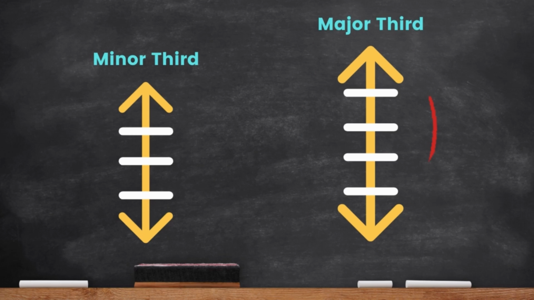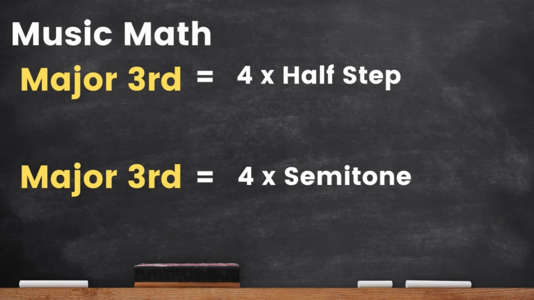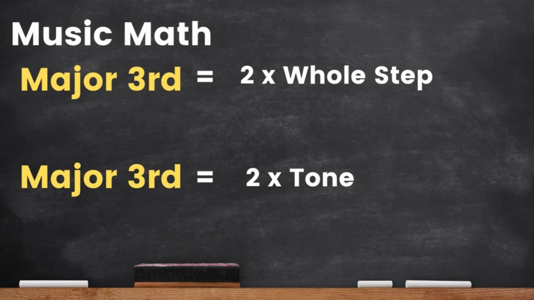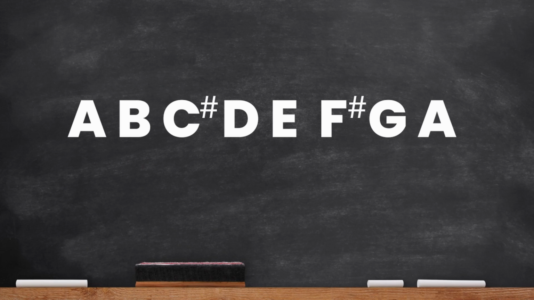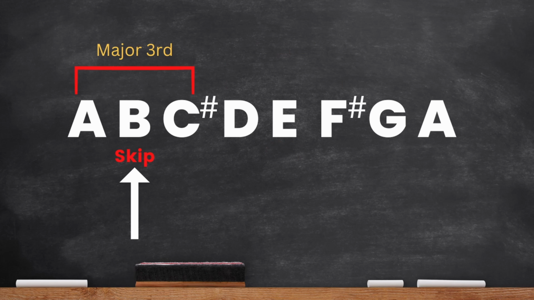So what about those major thirds? Well, let's do some more interval math. A major third is equal to 4/2 steps or semitones. A major third is also equal to 2 tones or 2 whole steps. A major third will always skip at least a note in the musical alphabet. For example, D to F sharp or A to C sharp.